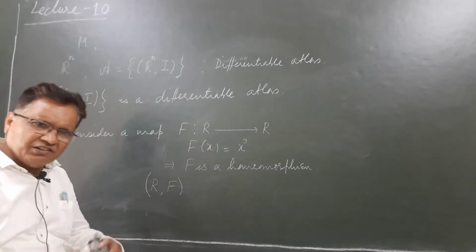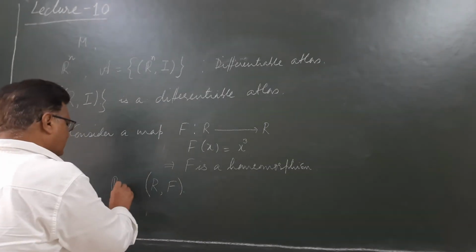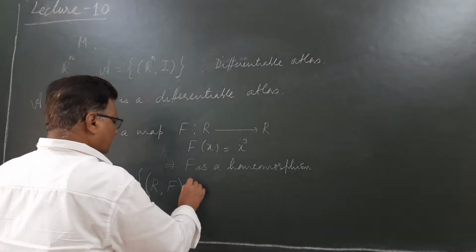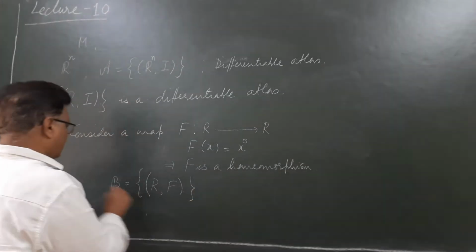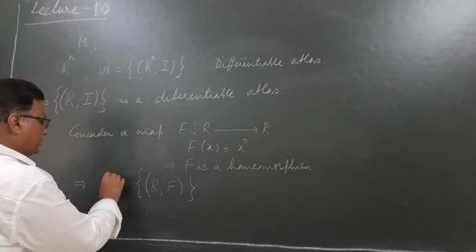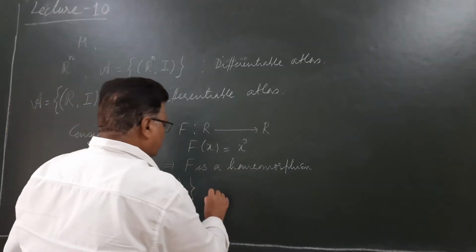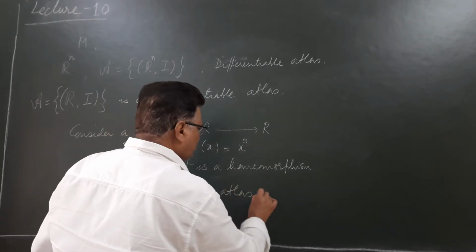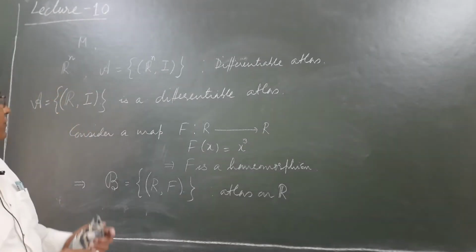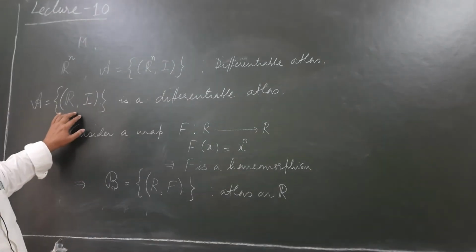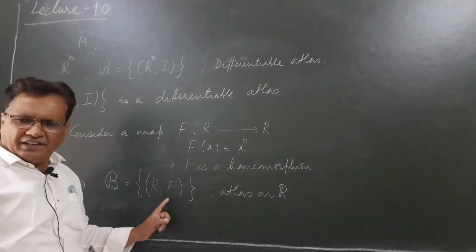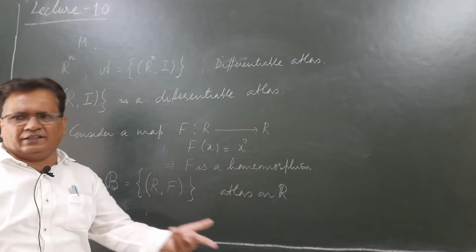Since R covers itself, I will say this collection B is an atlas on R. So, the first atlas was this trivial atlas. Here the homeomorphism was simply identity. Here I have changed it, it is F. So, you got another atlas.